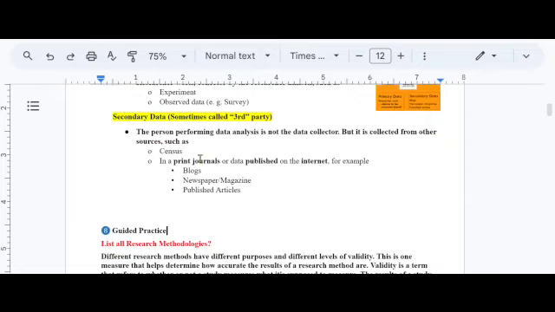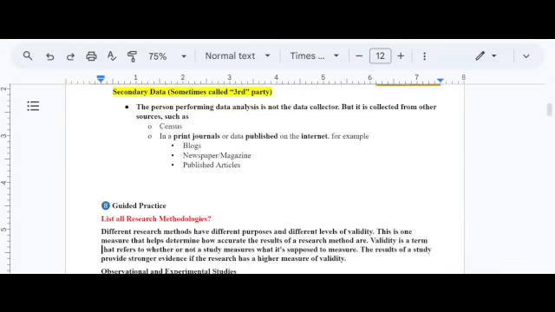So another way to collect data is print journals or published data or on the internet. For example, blogs, newspapers, magazines, published articles. That's how you collect data. Okay. Now let's go to the next topic.